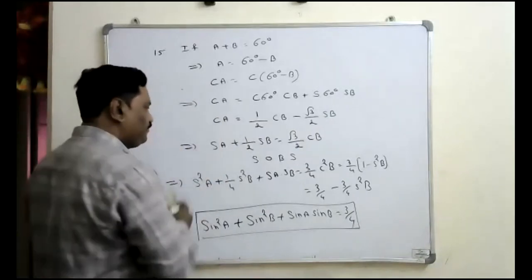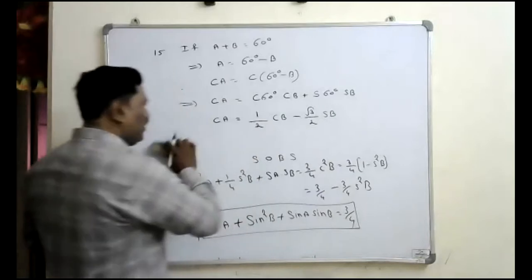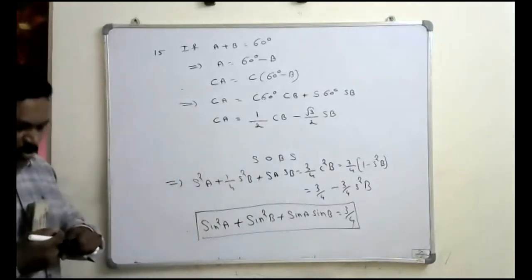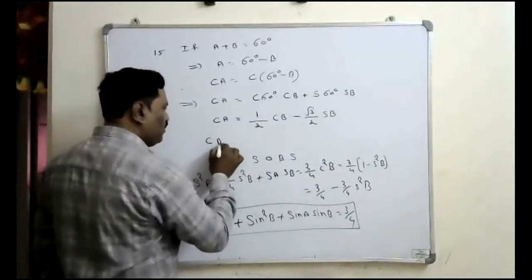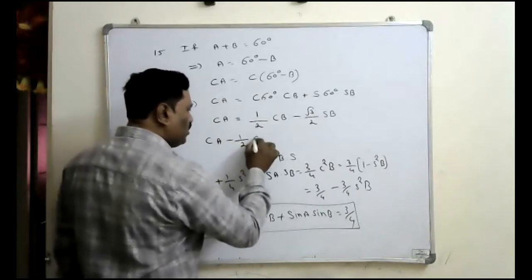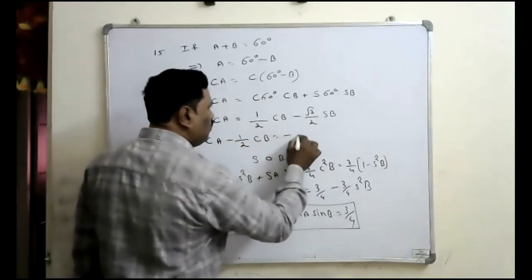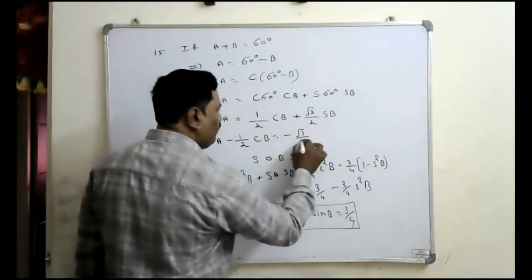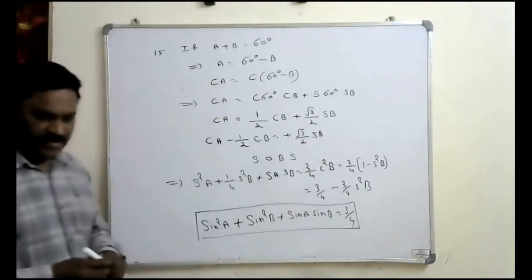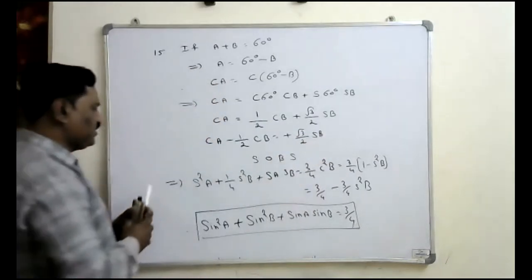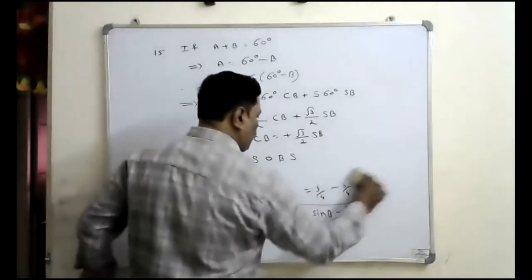Now here, bring this 1 by 2 cos B to this side. Then it is cos A minus 1 by 2 cos B is equal to plus root 3 by 2 sin B. This is what we will get. Now squaring it on both sides.